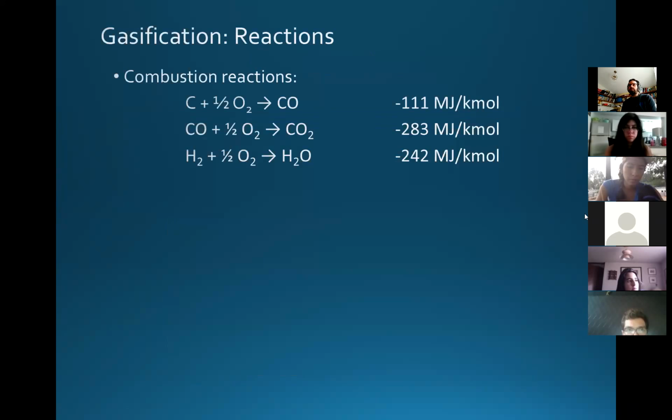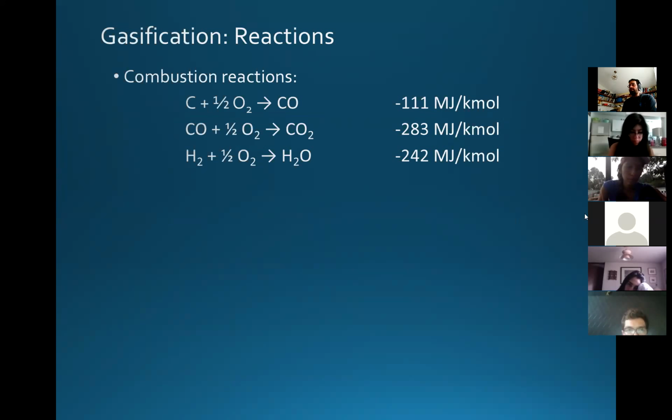Okay, so now we're going to see the reactions, and I need you to pay attention to the amount of moles of gases that you have on each side, and what kind of reaction it is, if it's an exothermic reaction or an endothermic reaction. That will be useful when we see how the gasification process depends on the pressure, temperature, and so on.